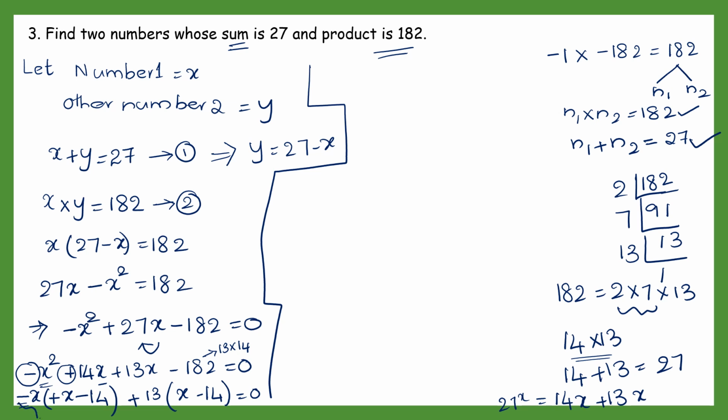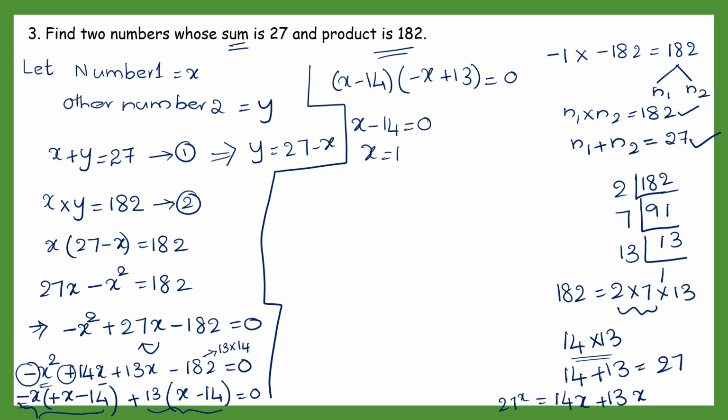Now in the first term and second term, if you observe, x minus 14 is common. So let's take x minus 14 outside. What is left in the first term? Minus x is left. In the second term, plus 13. Now you are able to factorize the quadratic equation. We need to find the value of x. x minus 14 is equal to 0.